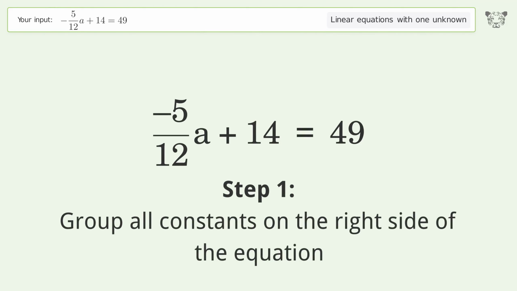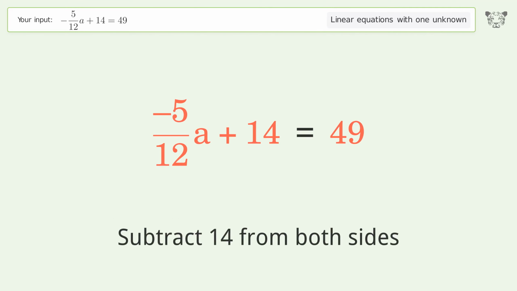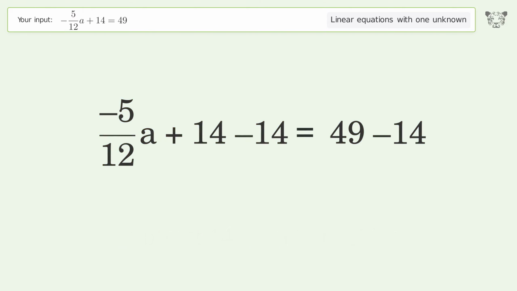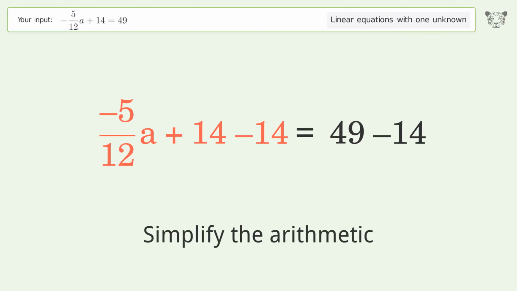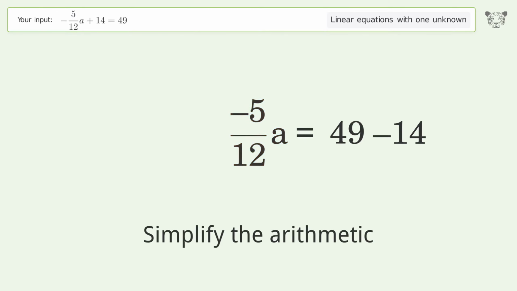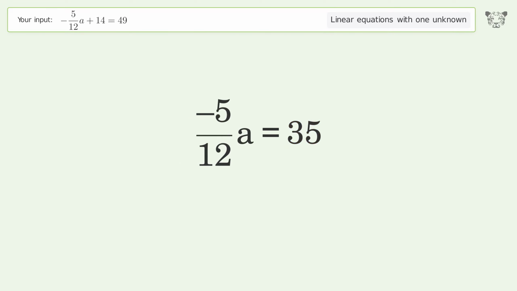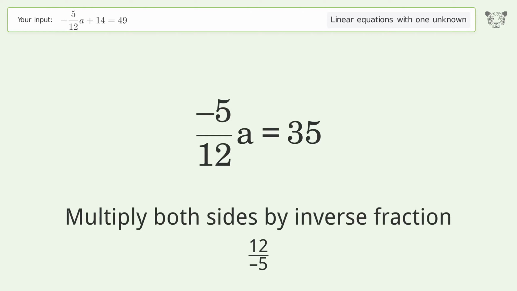Group all constants on the right side of the equation. Subtract 14 from both sides. Simplify the arithmetic. Isolate the a. Multiply both sides by inverse fraction 12 over -5.